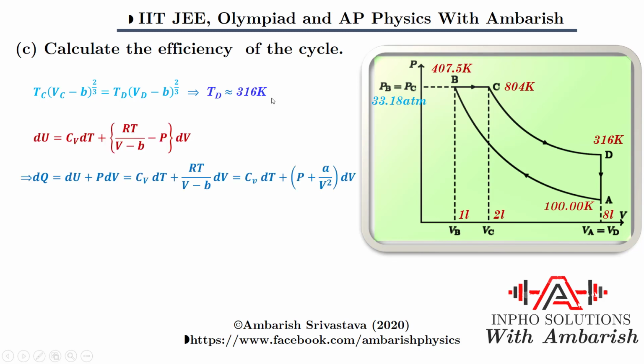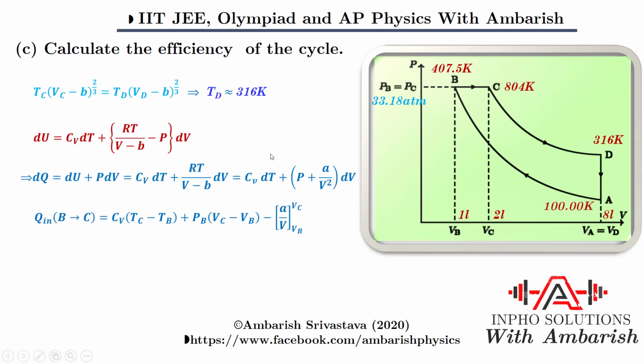Now what about the heat that is going from B to C? This du expression was given in the question itself, and we rearranged by taking PdV to the left hand side to get the expression for dq, and that expression comes out to be Cv dT plus (RT upon (V minus b)) dV. So this is your dq. So what is the total heat that goes from process B to C? Just integrate this expression from B to C, and it's very easily integrable.